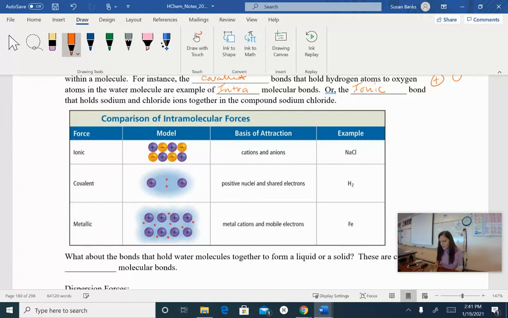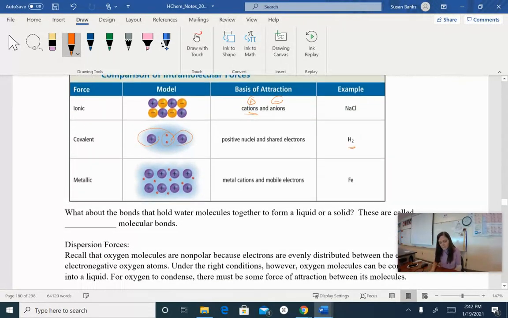We talked about the ionic bond where we had cations. Remember, cations are the positive ions and anions, the negative ions. And the electrostatic attraction holds things together. We talked about the covalent bond where we have electrons being shared between two nuclei. Okay? For example, in hydrogen.